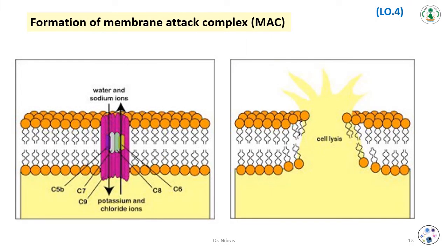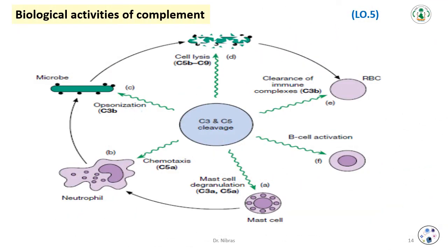Here is the formation of the membrane attack complex by C5b, C6, C7, C8, and C9 polymers, leading to cell lysis of microbes. The biological activities of complement: cell lysis through C5b to C9, leading to MAC formation, the membrane attack complex, on the surface of the pathogen.